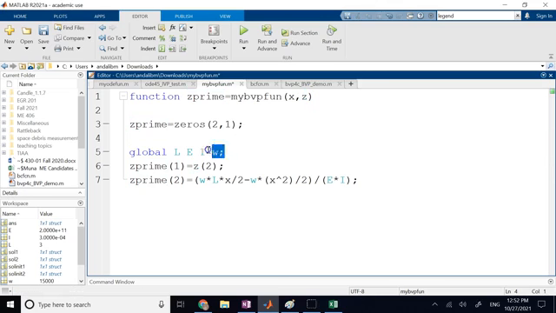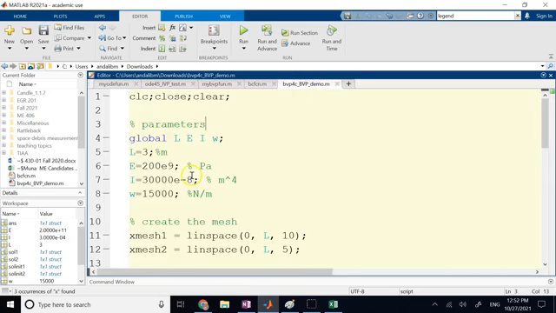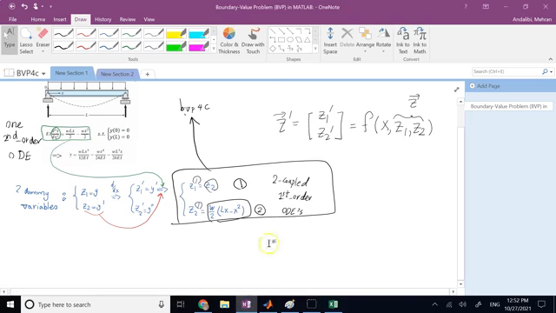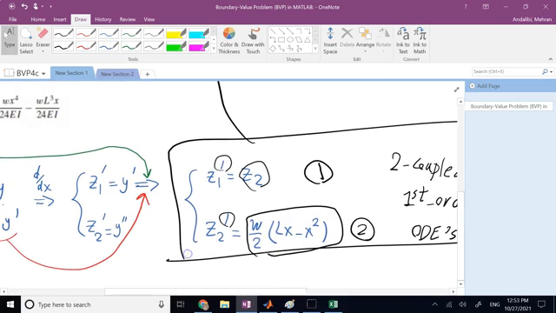It's no big deal. And then I have these four global variables, E, L, I, and W, which are specified in my script. So this function clearly says the first prime, which is z1 prime, is z2, and that's exactly this equation. And then z2 prime is w over 2lx minus x squared. And of course, you have to also divide by EI. So there is one more thing we have to add here, and that is divided by 2EI, right?